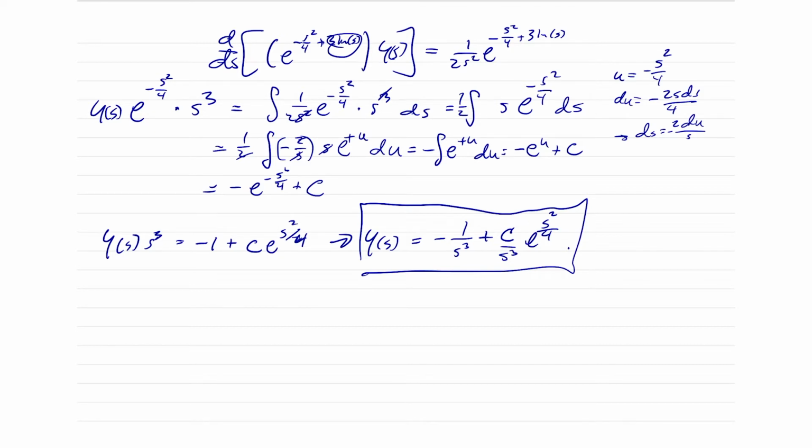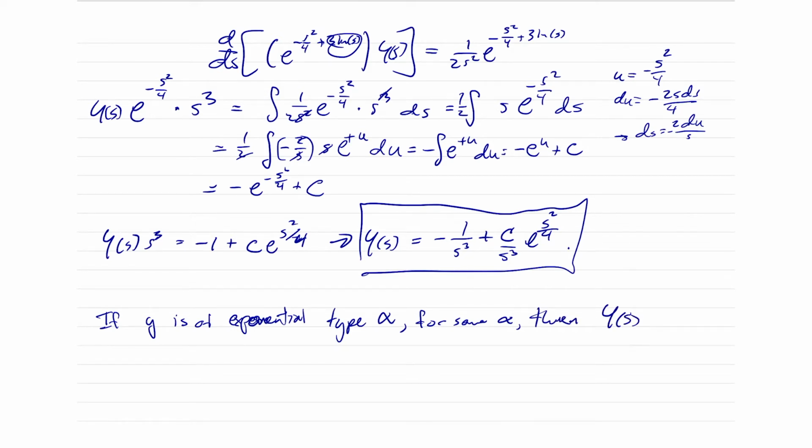Well, there's something that we know, and it's basically this. If a function, say, if y is of exponential type, say alpha, for some alpha, then basically we know that y of s has to go to 0. And we can talk about why this is true in a minute, but we're going to take this as true. Well, so if y of s is going to 0, well, that's going to 0, and that's fine. That's good. But over here, this is definitely not going to 0.